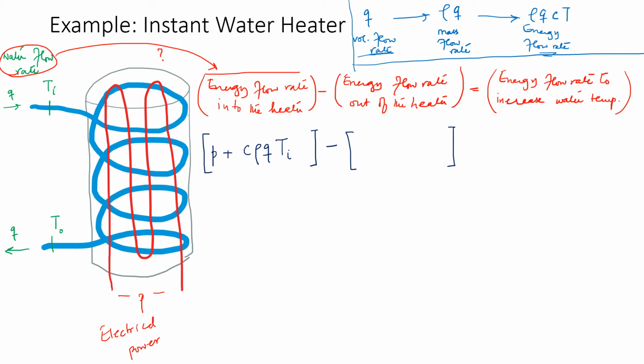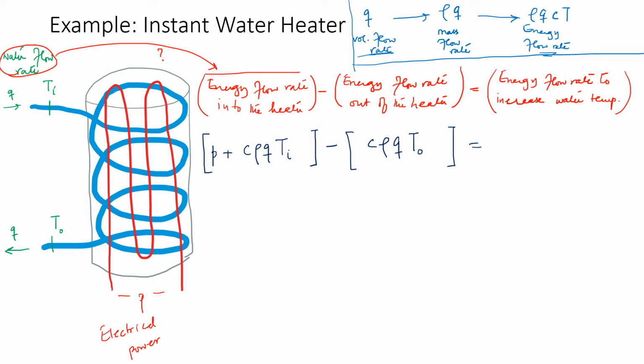So in that particular scenario, you have only the water getting out of the system, taking the energy out of the system. So this is going to be the specific heat of water, obviously, times the density of the water, then the flow rate remains constant, and this is going to be the outlet temperature.